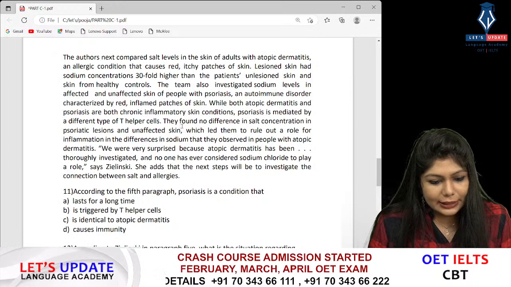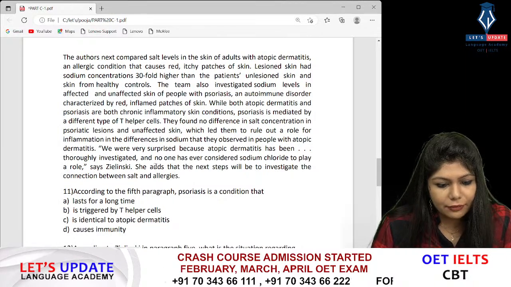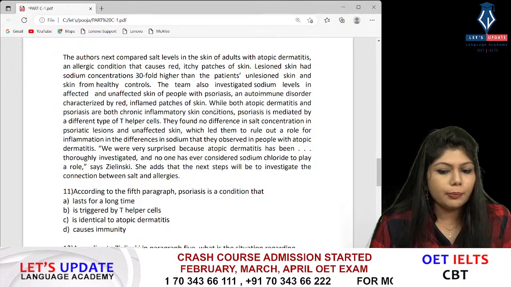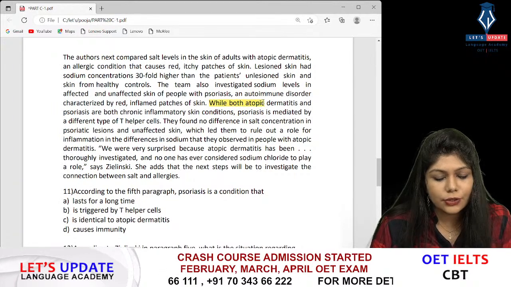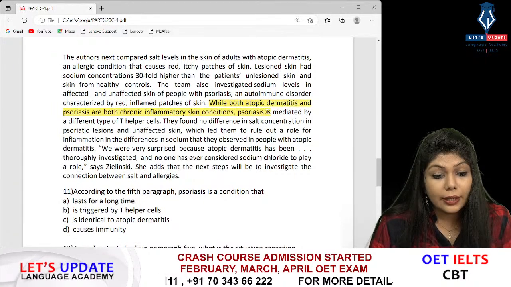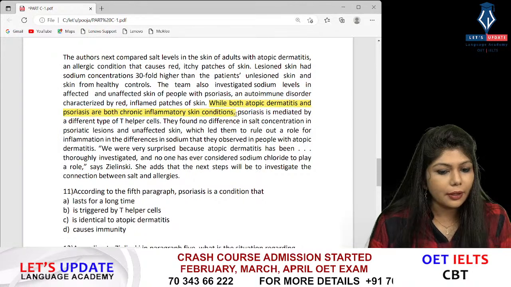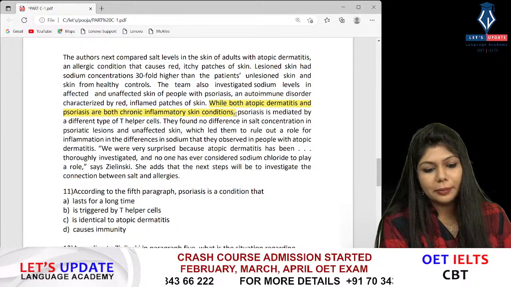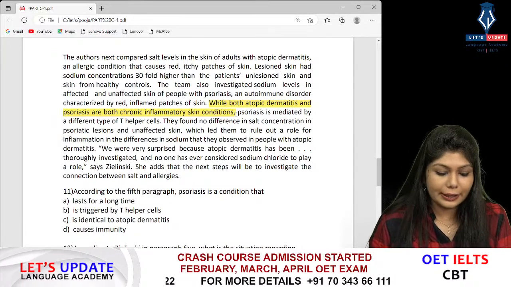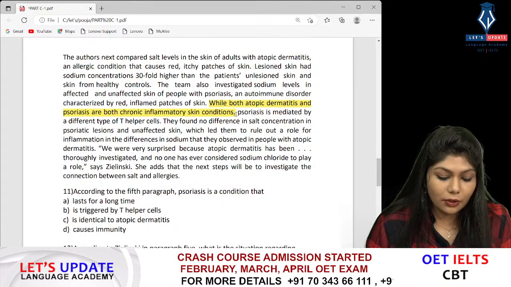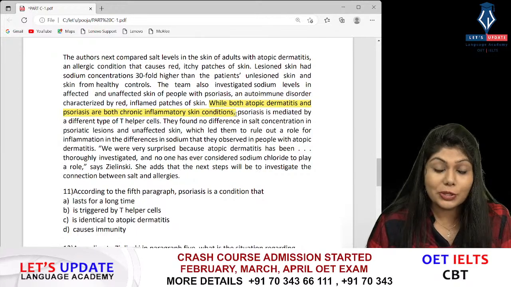Okay, so what they have mentioned is, and I'll highlight the information, while both atopic dermatitis and psoriasis are chronic inflammatory skin conditions. What do you mean by chronic? That means serious skin conditions that can last a long time. That is the meaning of chronic, right? So that is why your answer should be option A.